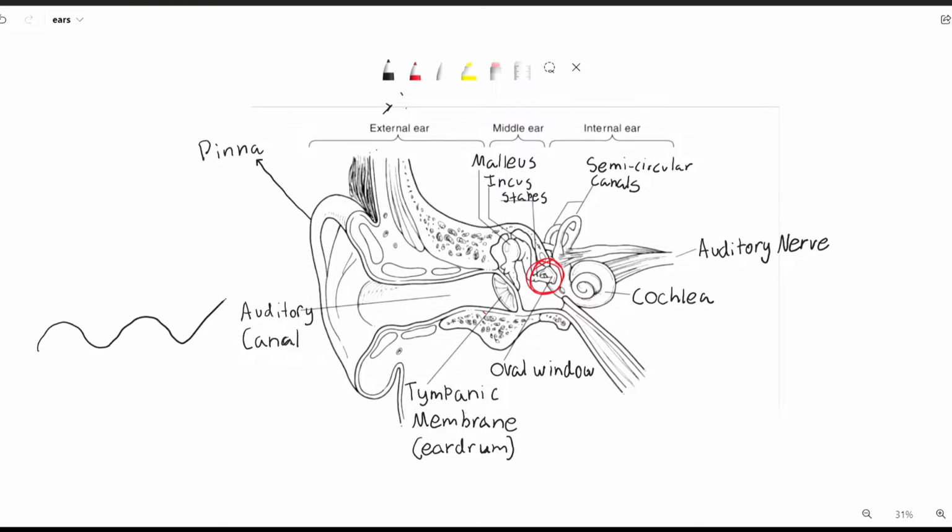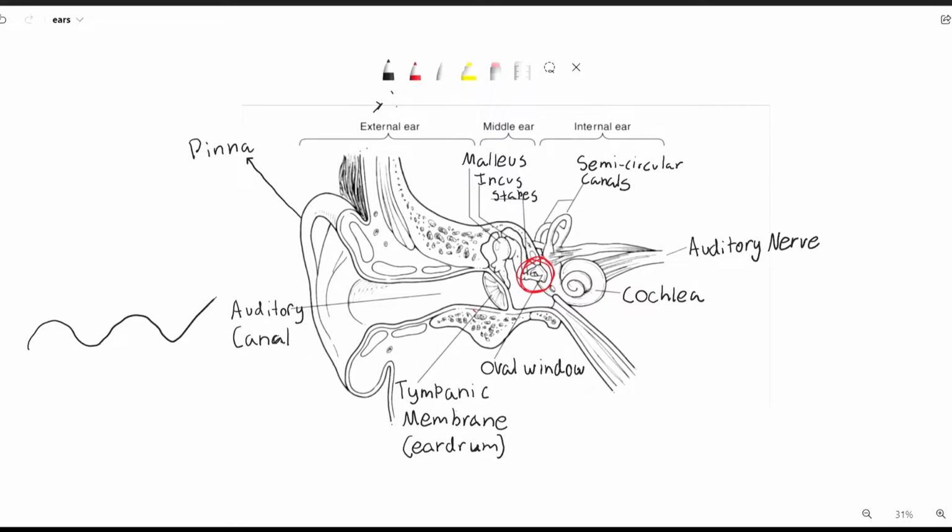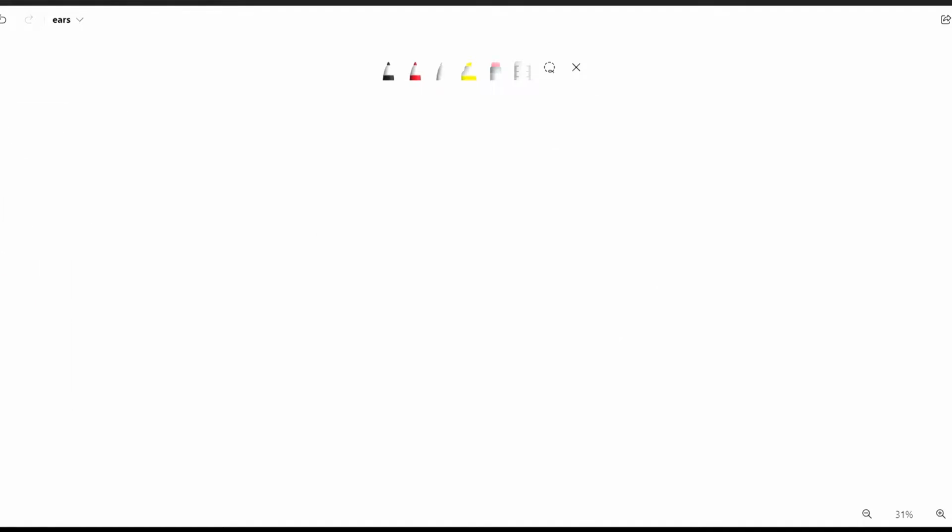But before I end this video, I'd like to go over two different types of deafness, and hopefully you know that deafness is when a person can't hear sounds. So, like I said before, there are two different types of deafness. And the first one is nerve deafness.